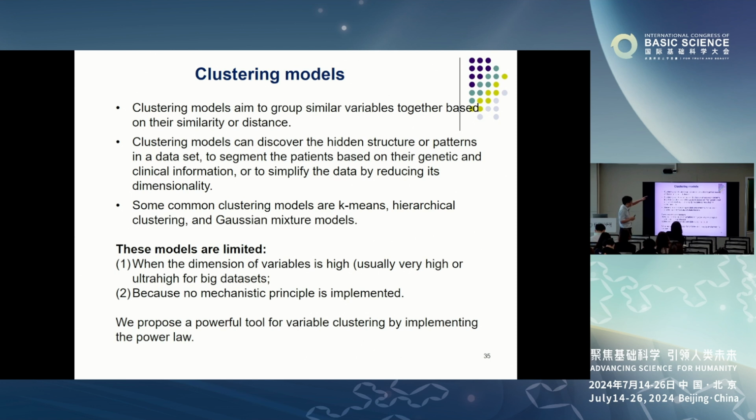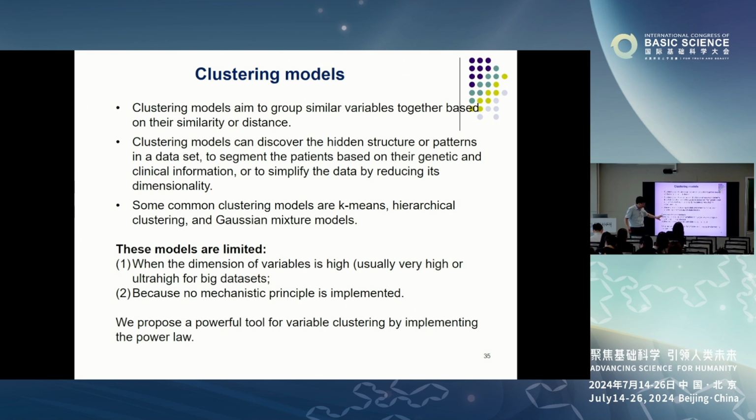So clustering approach just groups similar variables together based on the similarity or distance. Clustering approach has been widely used in practice as well, like linear regression model, very useful. So current approach is mostly based on k-means or hierarchy clustering or Gaussian mixture model. So this model has significant limitations as described here.